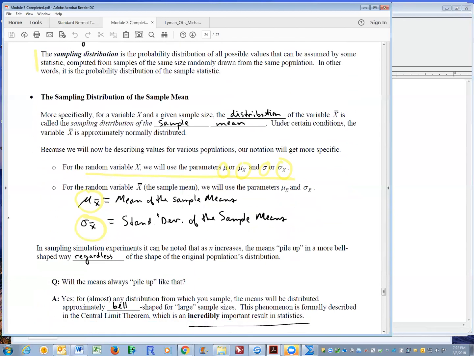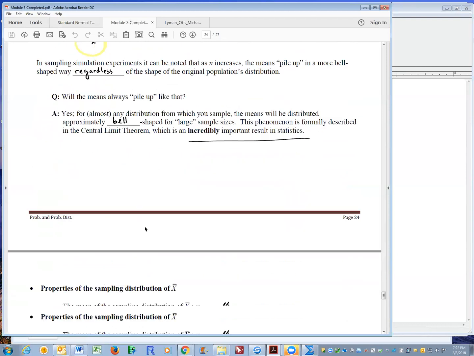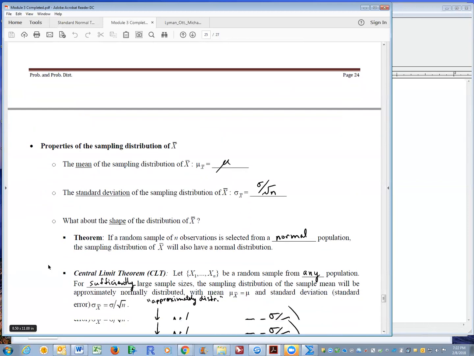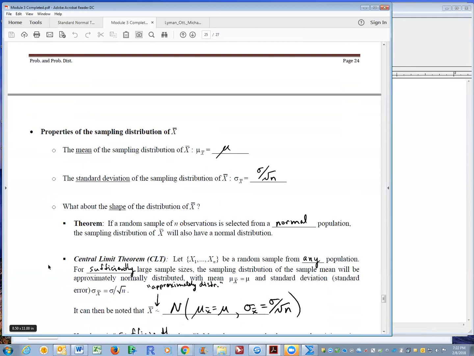Those expressions, I've got them written down here, but those values are given right here: the mean of those sample means is the population mean, and the standard deviation of the sample mean is the population standard deviation over the square root of n, or the square root of the sample size. And then this third bullet here, this is important. It says, well, what about the shape of the distribution of X bar? Well, this theorem here says that if we take a sample from a normal population, X bar is also normally distributed with this mean and this standard deviation.